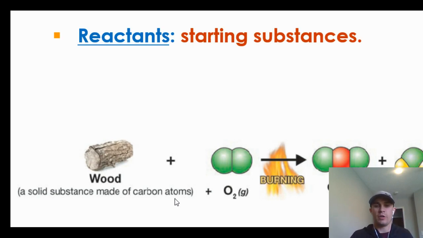So in a chemical reaction, we have two sides. We have things going into the reaction and things coming out of the reaction. We can't just put something in and then it just disappears. That doesn't work. What we put in has to come out. Okay, so what we put in is going to be our reactants.